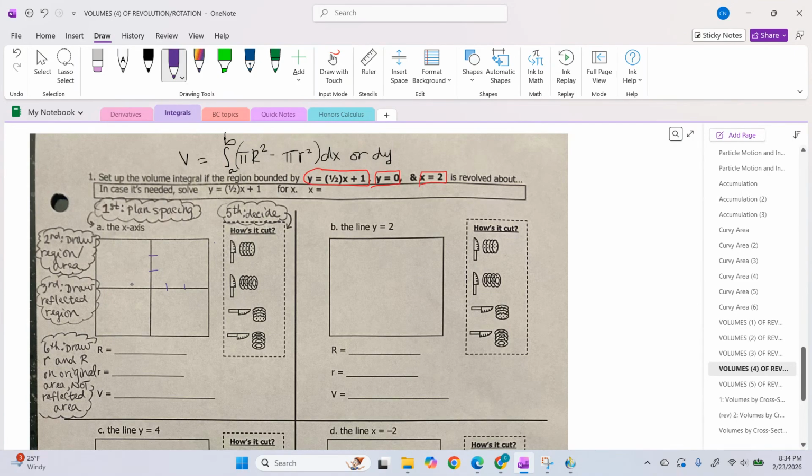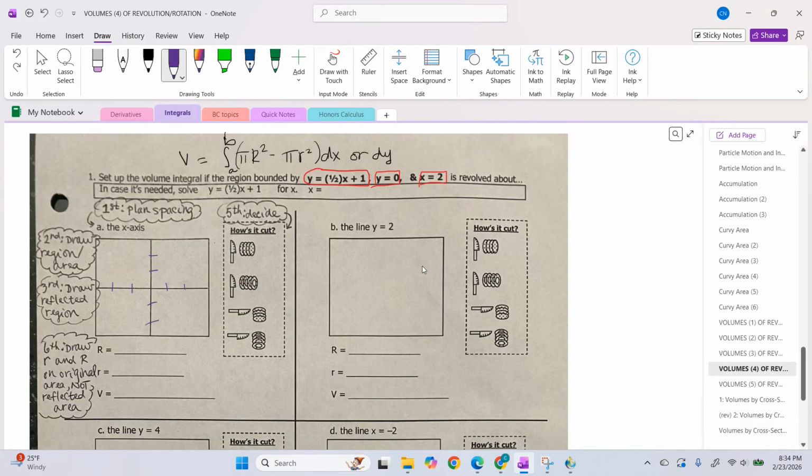And you might notice there's these little bubble statements right here. Whenever you do this, I'm going to go through each step with you. So the first thing I'm going to do is plan my spacing. I don't really have to plan much here because the axes were drawn, but notice all these other ones, there's no axis drawn.